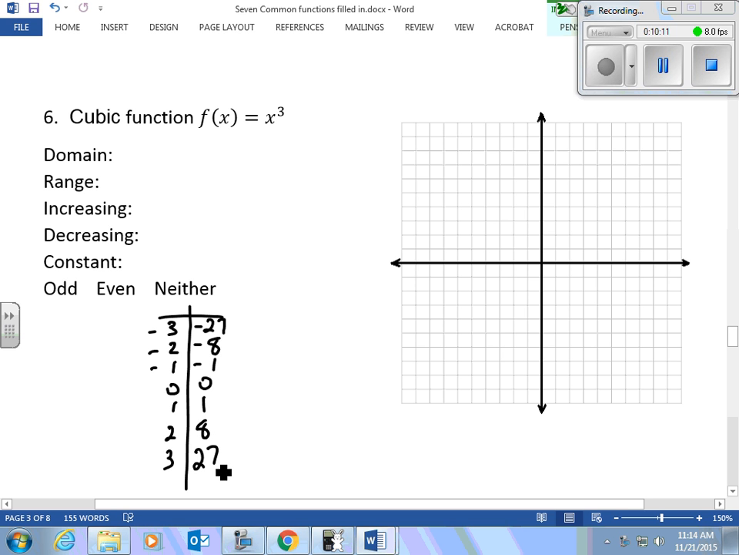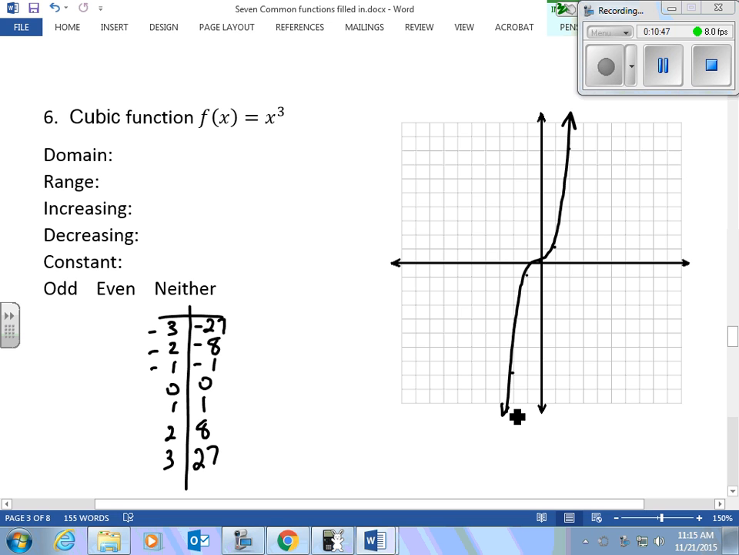Okay, so let's plot those points. We actually can't plot the extreme ones because our graph doesn't go down to negative 27 or up to positive 27, but that helps us to figure out the steepness of it. So if I do negative 2 and negative 8, negative 1, 0, 1 and positive 1, and 2 and positive 8. So to the right, it's a fairly steep curve upward, and to the left, it's a fairly steep curve downward. Okay, and that's the cubic function.